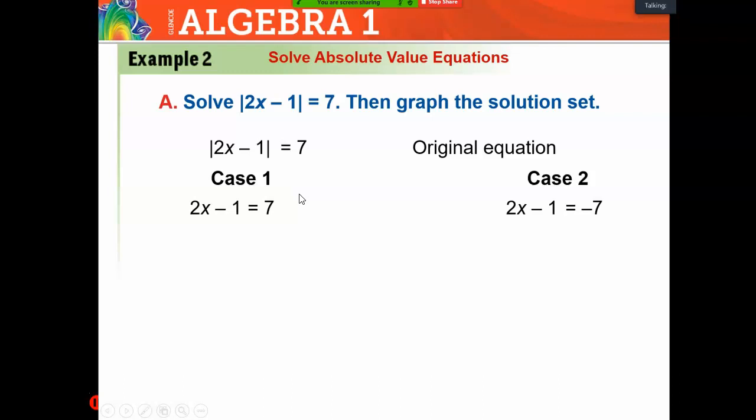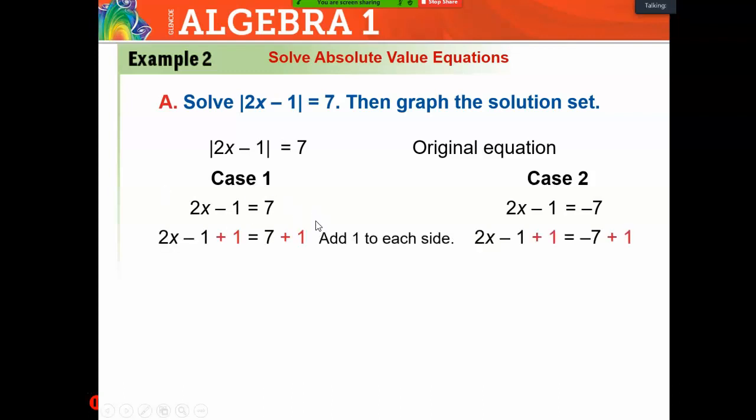So, once you have your two cases, guys, this is just like what we did last week. You're just solving for x. It's just that now you have to solve for x twice. So if we look at case 1, what am I going to do to case 1 to solve for x, Zoe? Perfect. I'm going to add 1 to both sides.